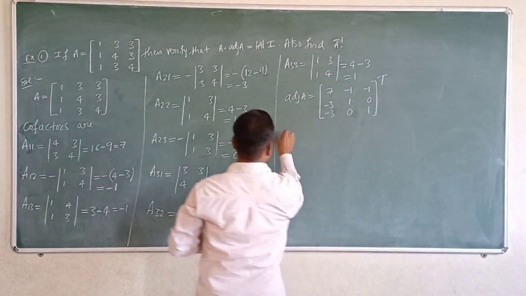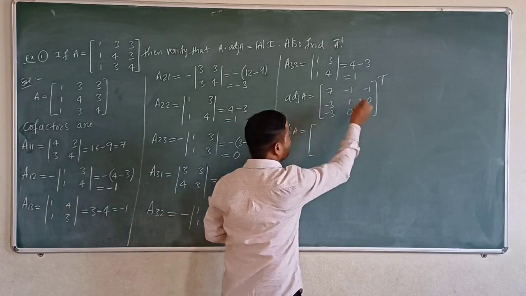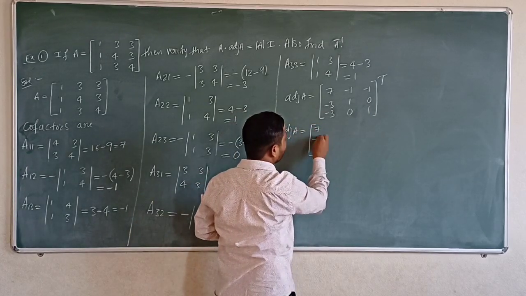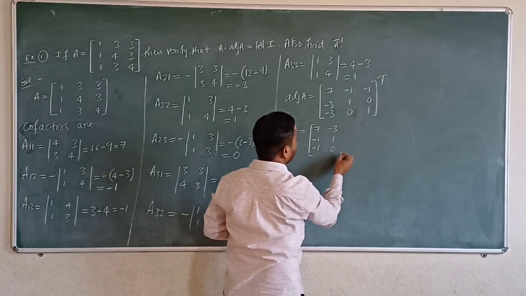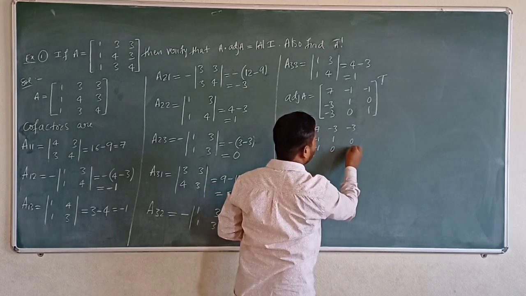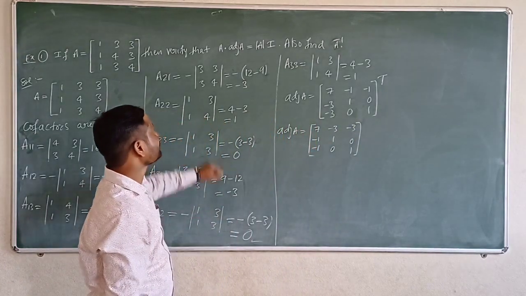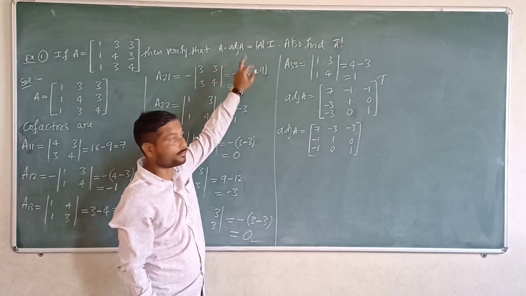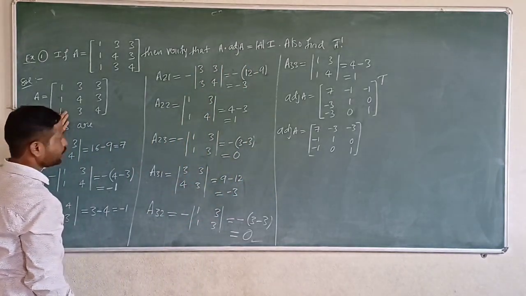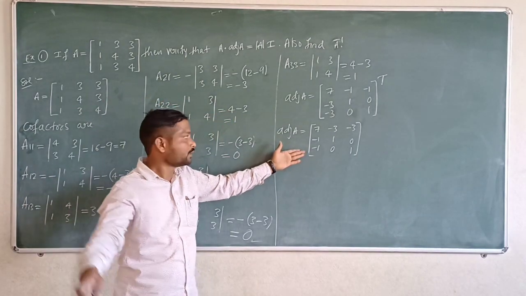Then the adjoint of A is: the first row becomes the first column. 7 minus 1 minus 1, next minus 3 1 0, and minus 3 0 1. Now this is the adjoint of the matrix. Now we have to find A into adjoint of A. What do we have to multiply now? We have to multiply the matrices. Okay, right.